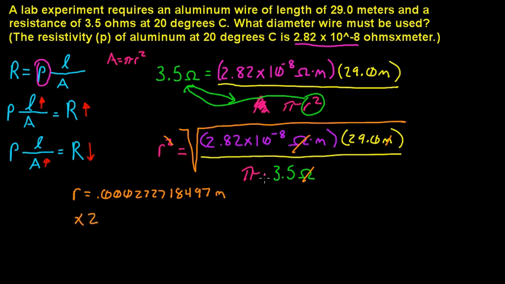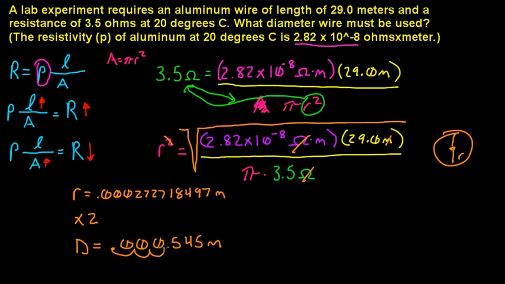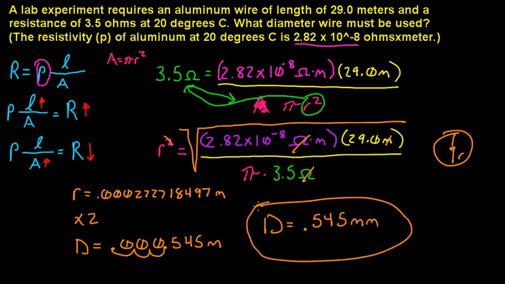Now we take that radius times 2, because you've got a circle, and of course radius times 2 is going to give you the diameter. So times 2, and the diameter is going to give you 0.000545 meters, and to convert that to millimeters, we just move over 3 places. So 1, 2, 3. So the diameter is going to equal 0.545 millimeters. And that is how you find the diameter of this wire.